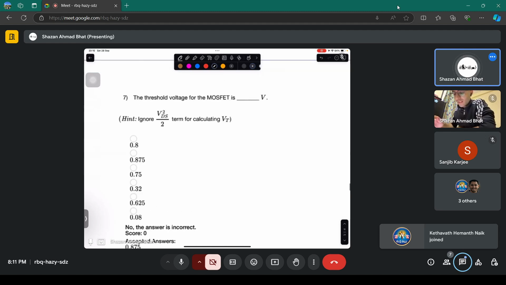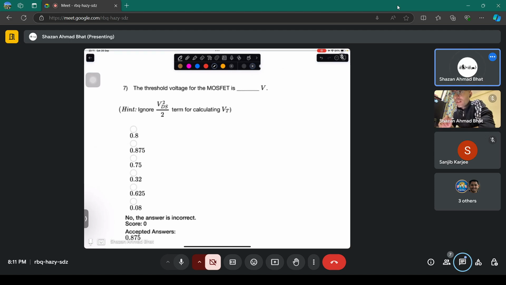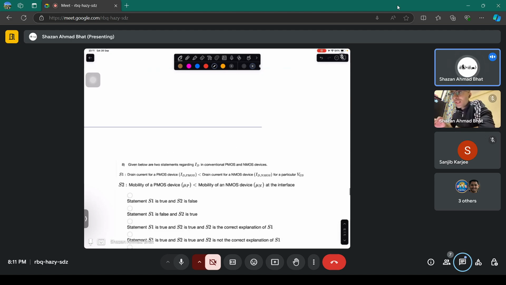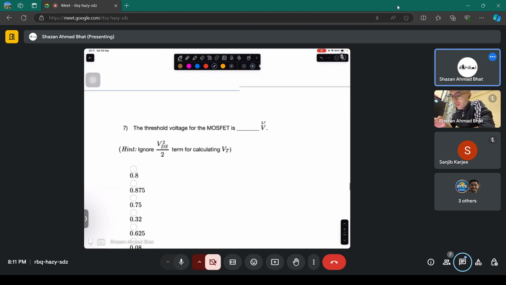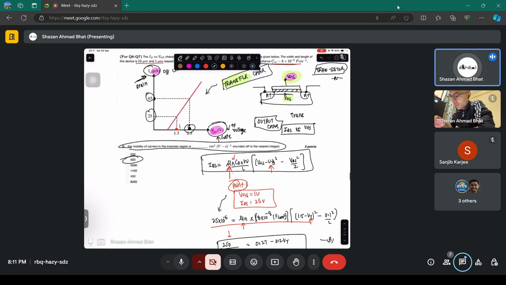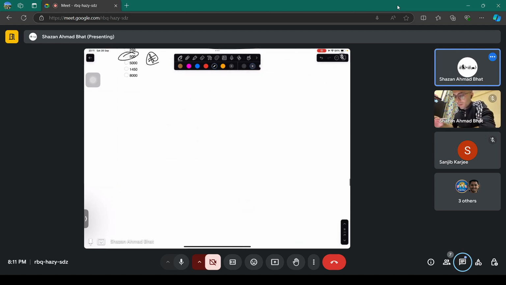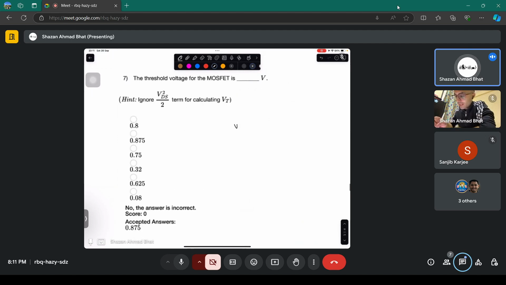Okay. Question number 7. The threshold voltage of MOSFET is. You have to compute the threshold voltage. This is pretty much easy. Now you have computed the... I guess this is for the same part, right? Yeah, this is for the same part. You have computed the mobility, just put it in here, you get the threshold voltage. As simple as that. And the threshold voltage you will be getting is 0.875 volts from the previous equations.